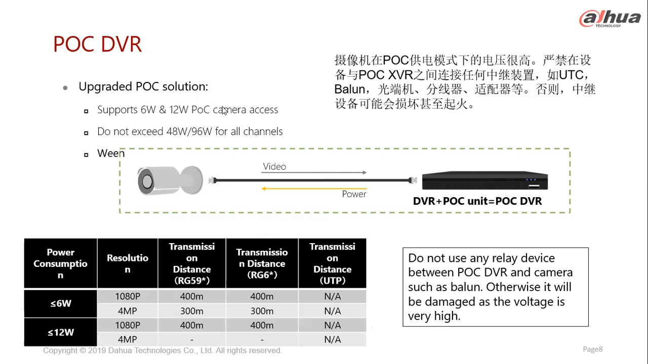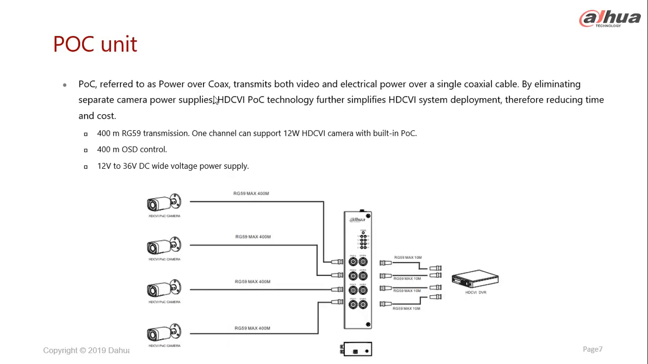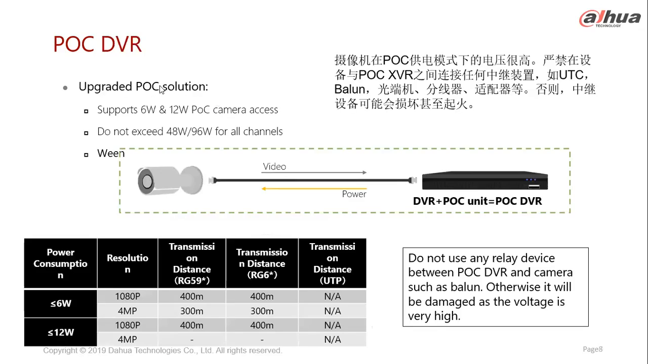So the upgraded POC solution. That is the new POC solution. For the distance, with less than 6 watts, for a 2 megapixel camera, you can do 400 meters using RG59, and RG6, 400 meters, still the same measurement. So basically, you can just do a maximum of 400 meters with POC technology. And if you get a power of less than 12 watts, still the same distance.